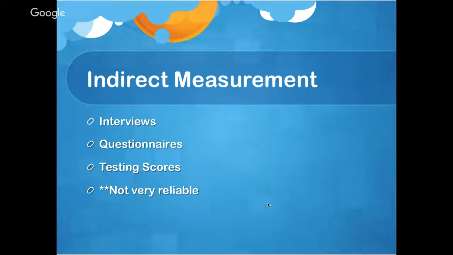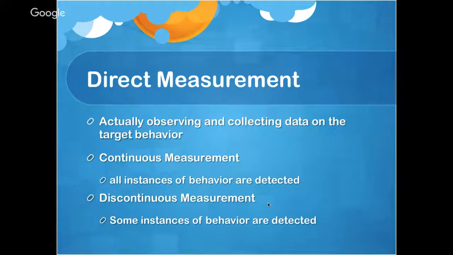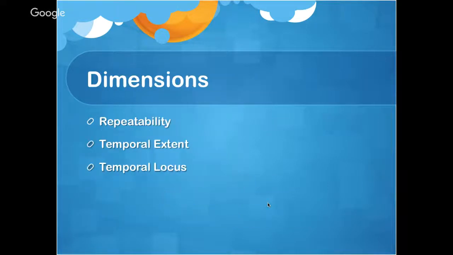That's why we typically use direct measurement, which is actually observing and collecting data on the target behavior. There's continuous measurement, which means all instances of the behavior are detected, and discontinuous measurement, which means some instances of the behavior are detected. There are different reasons for choosing a continuous or a discontinuous measurement method, and I will talk about those as we move through this training. But first, all measurements fall under one of the following dimensions.